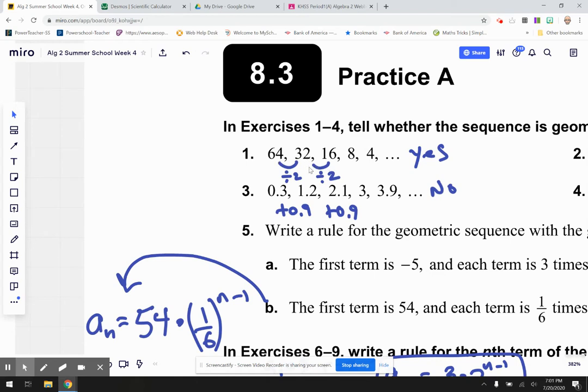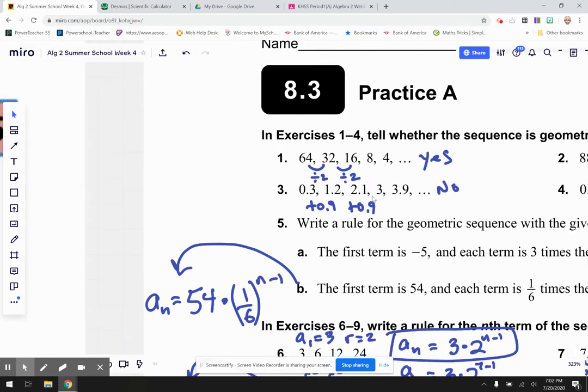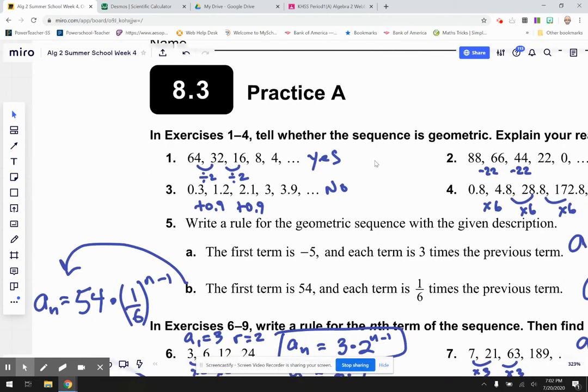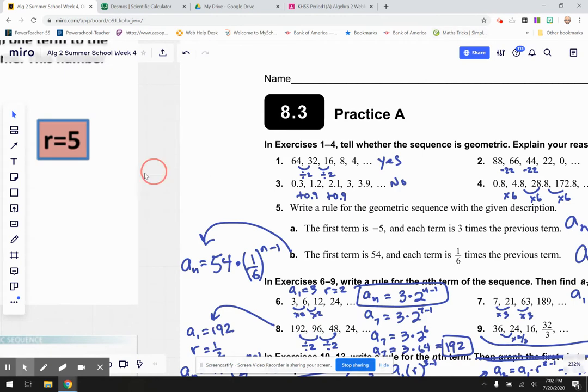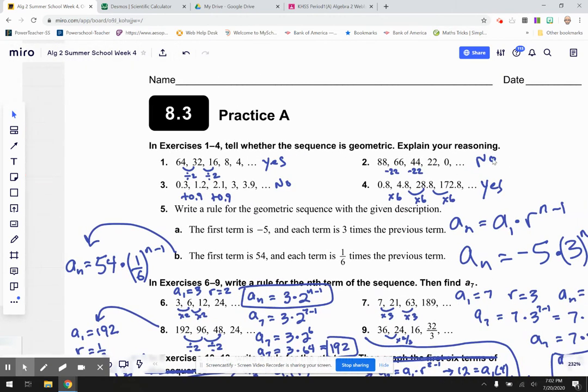Here you're dividing by 2 to get to 16. So you're dividing by 2 on all of them. That is definitely a geometric sequence. Number 2, you would be subtracting 22 on each one. That's definitely not a geometric sequence.